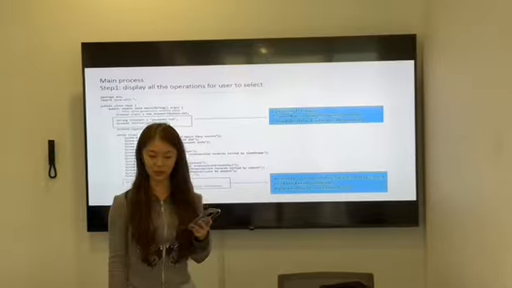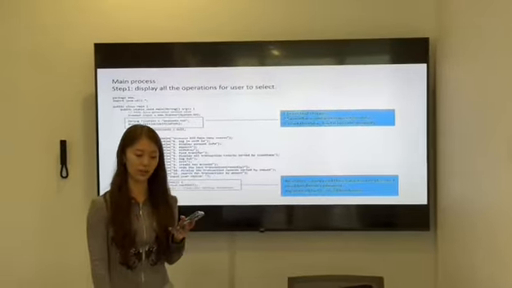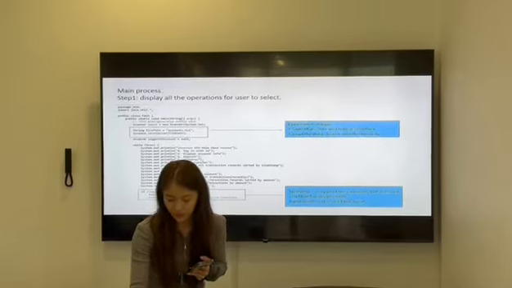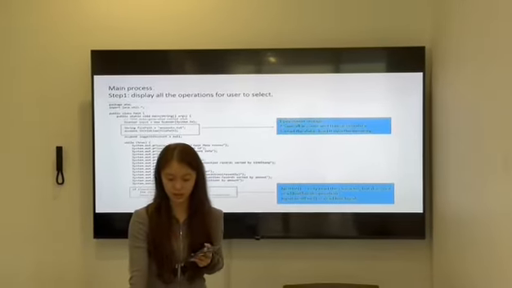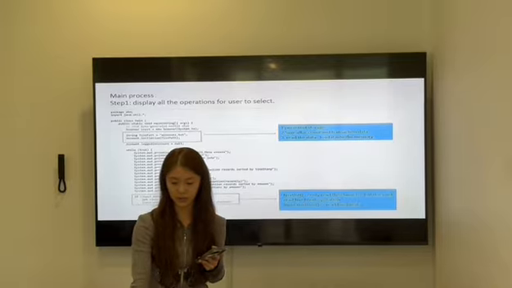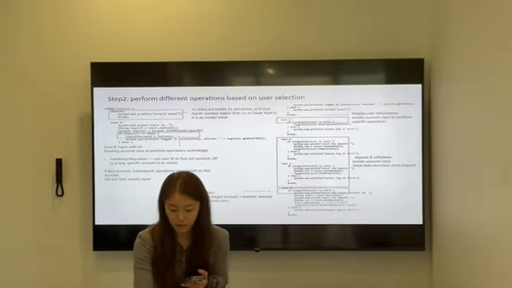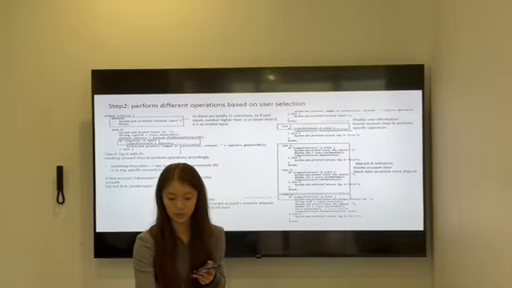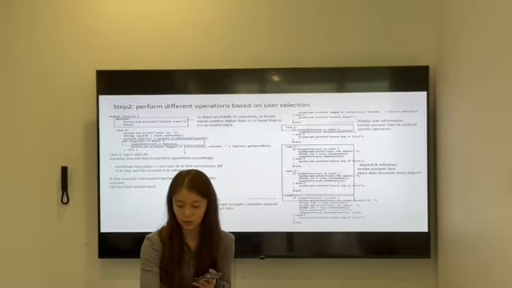Okay, let me introduce the main part of our ATM project. I divided it into two parts. The first part is to display all the operations for the user to select. And the second part is, after the user chooses a selection, to perform different operations based on that selection.